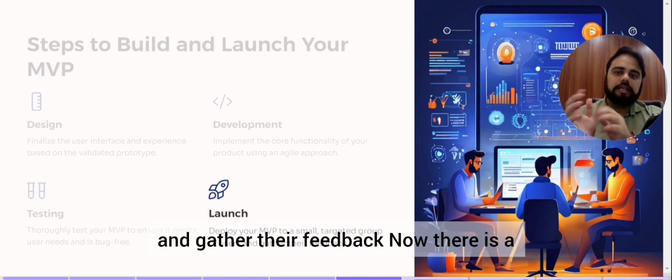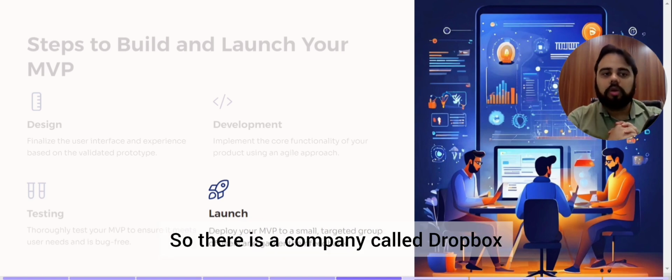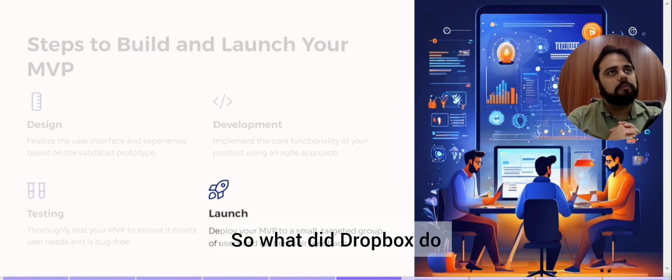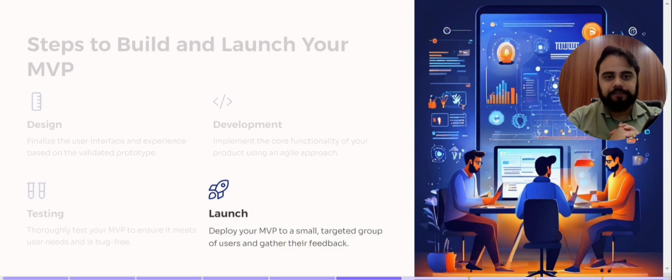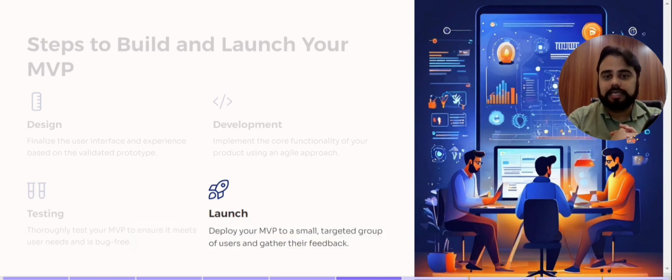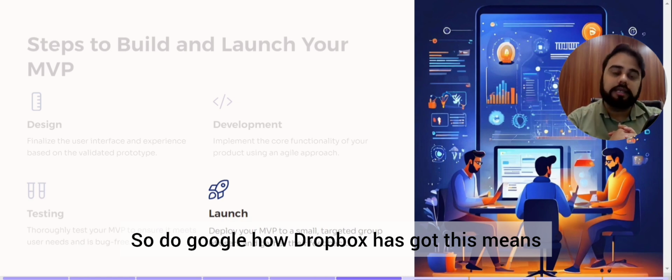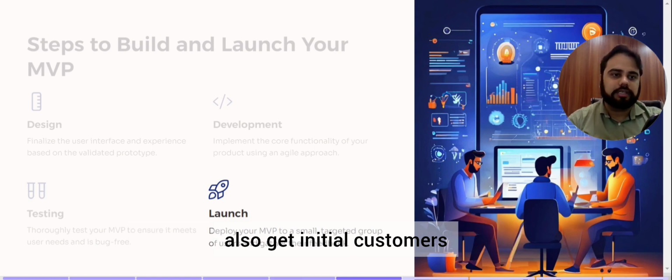Now there is also a counter view that is not covered here. There is a company called Dropbox. So what did Dropbox do? Even without launching any product, they got 75,000 users for their product. You must Google how Dropbox got this. It means companies, even without launching a product, also get initial customers.